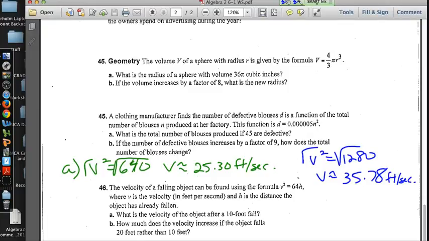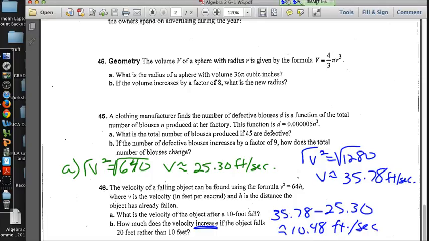And you might think, done. You know, I've got answer B. But it didn't just ask us what's that new velocity. It said the increase. What is the increase? So we have to take our 35.78 and we have to subtract the 25.30 for the original 10-foot answer, and that will give us approximately 10.48 feet per second. And that, I believe, will be the last one I'll do for you.